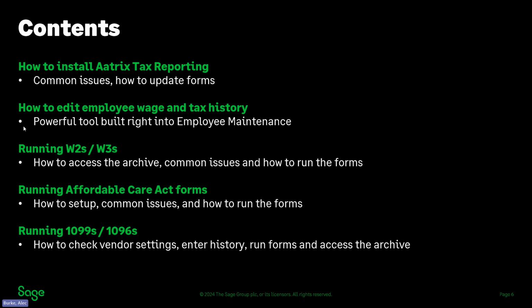We'll walk through running W-2s, W-3s, how to access the archive there, common issues, and of course, how to run the forms. Running Affordable Care Act forms, how to set that up because it has its own setup, common issues, how to run those forms, and then we'll wrap up with running 1099s, 96s, how to check the vendor settings, enter history, run the forms, and access that separate archive.